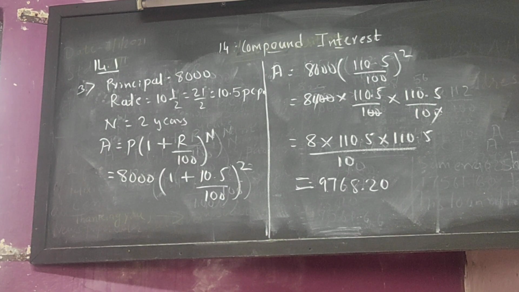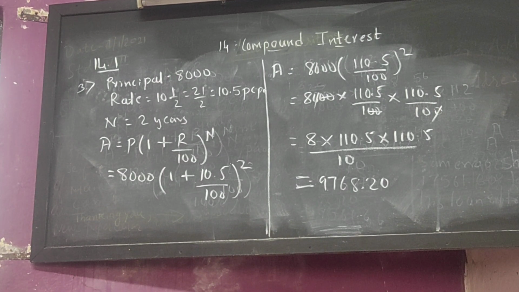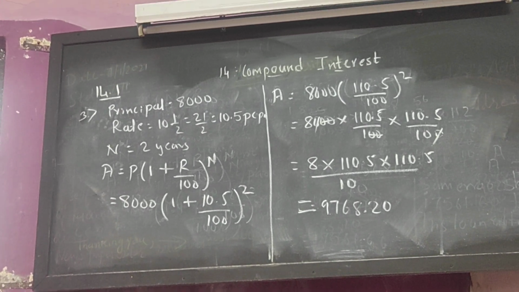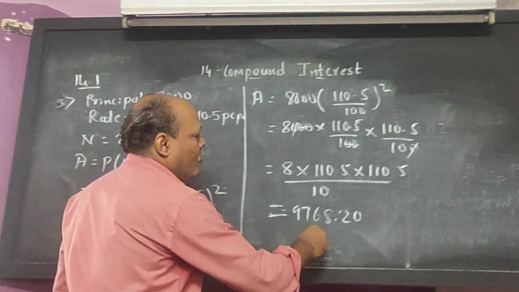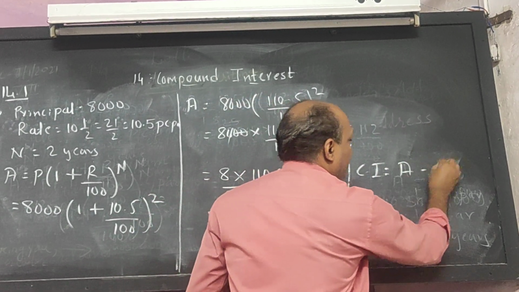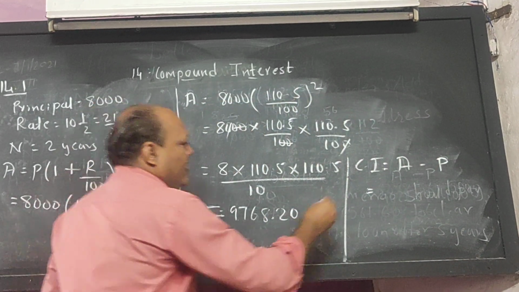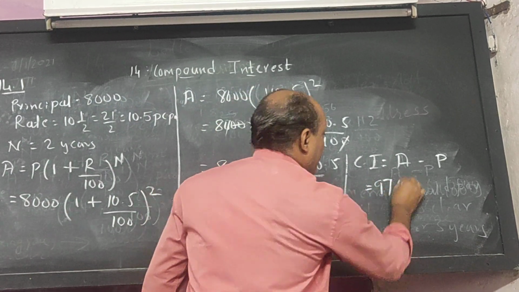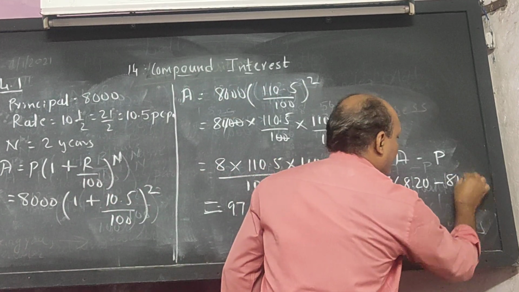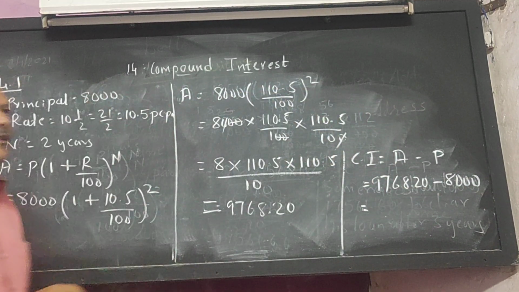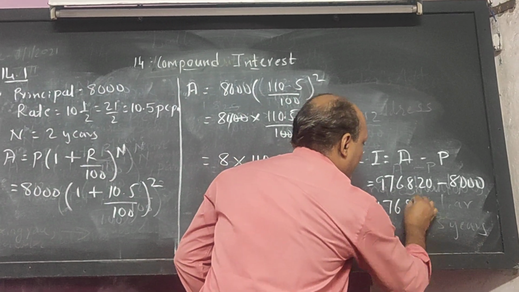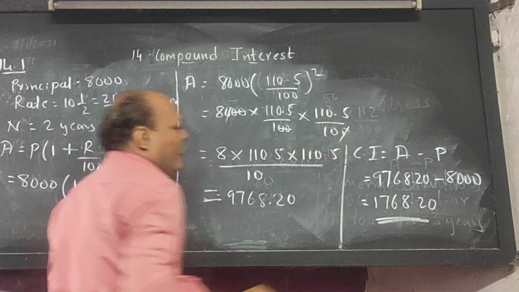9768.20 is the amount. Now you have to find the compound interest. The compound interest formula you already know: compound interest is equal to amount minus principal. The amount we got is 9768.20 minus the principal, which is 8000. Just subtract and you are going to get 1768.20. The compound interest to pay is 1768.20.